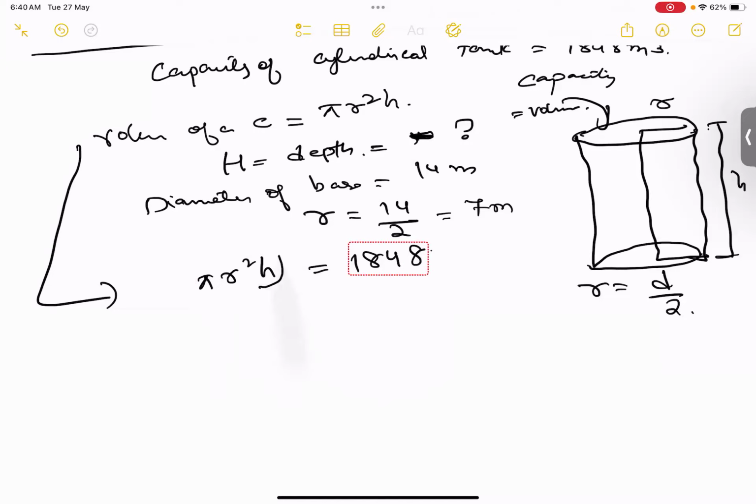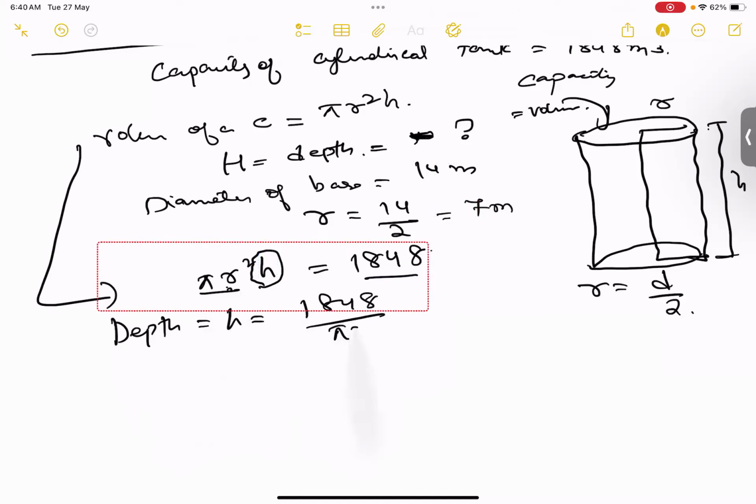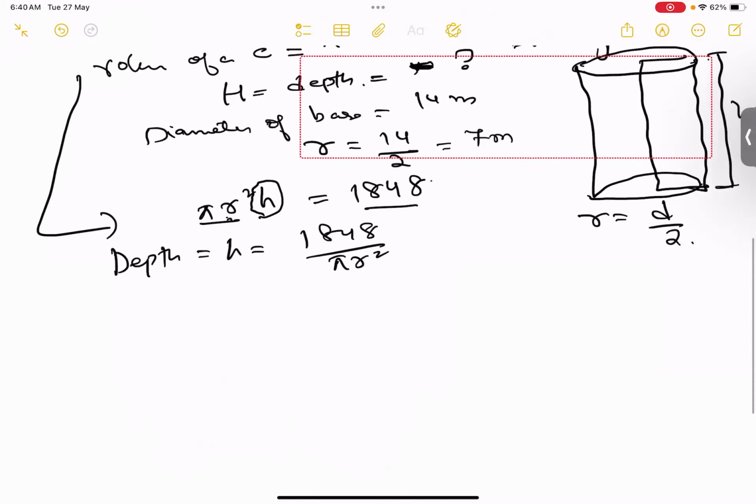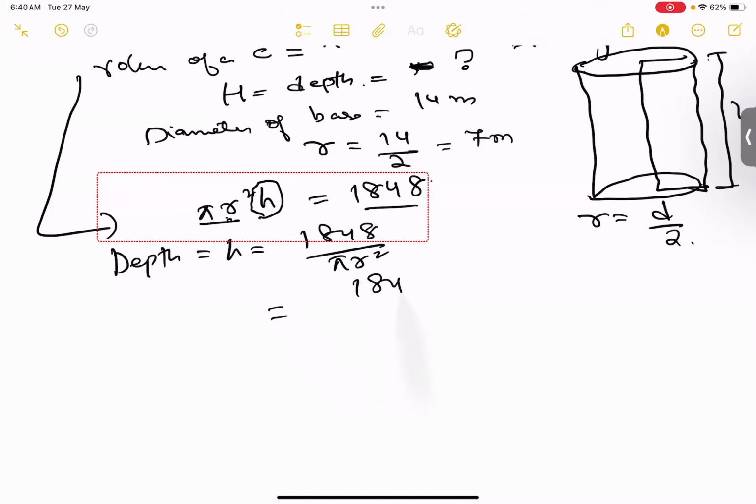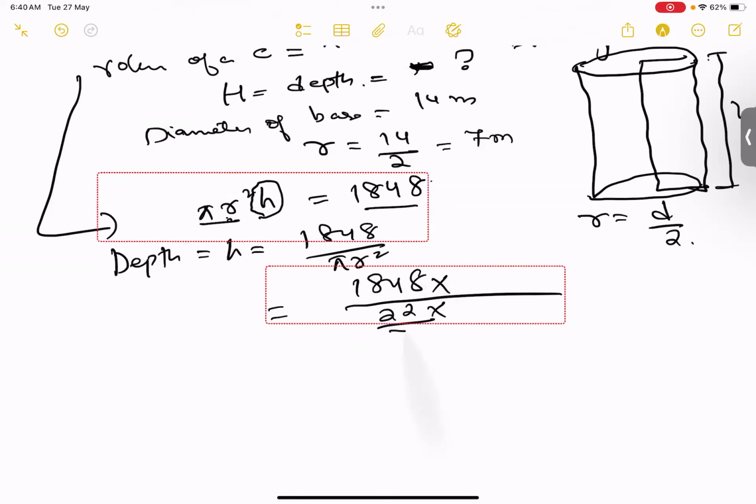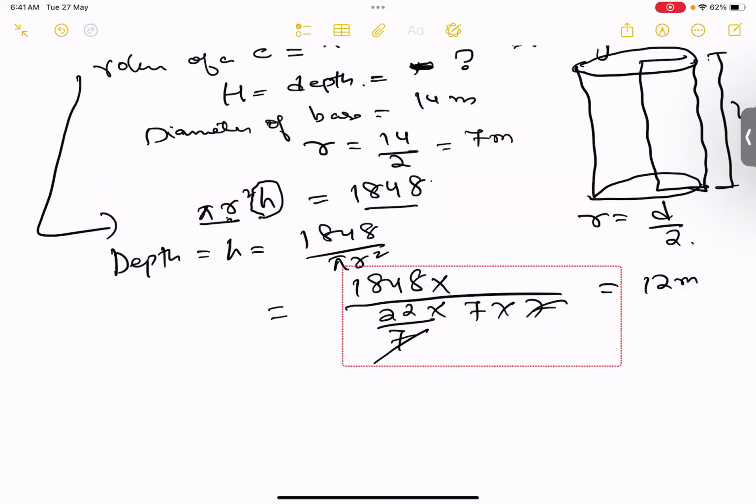Now, in order to find the height, right? The question being asked is the depth of the tank, which is nothing but the height, right? So depth is equal to height is equal to, you just take pi r square to the other side, 1848 divided by pi r square, right? Now you substitute the value for pi and r square, which is 1848 divided by 22 by 7 into radius, 7 into 7. Now 7 and 7 you remove and you solve it, and then you'll get 12 meter. Are you clear?